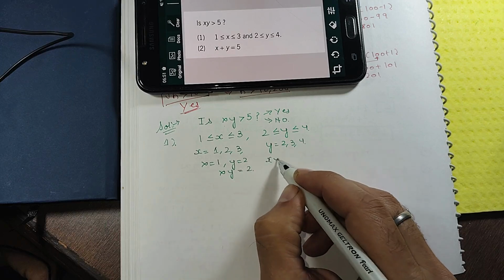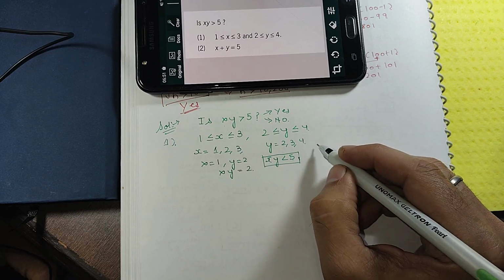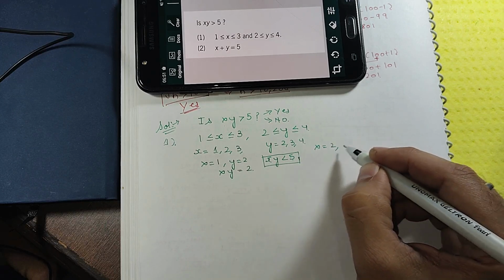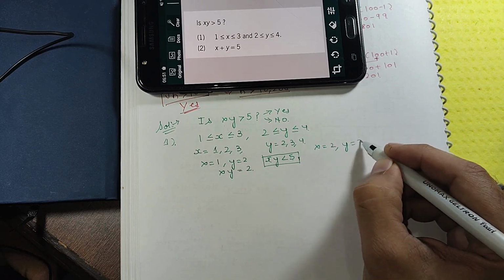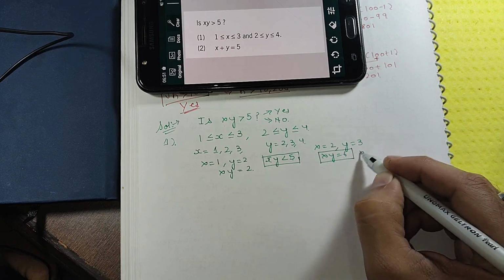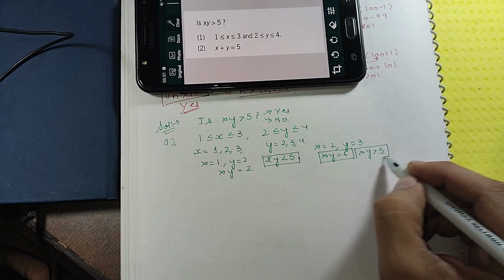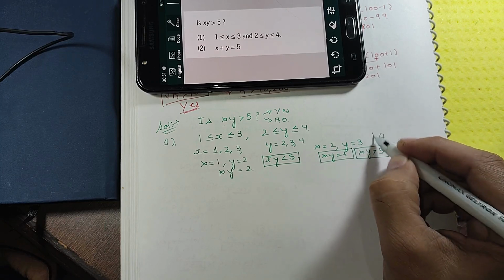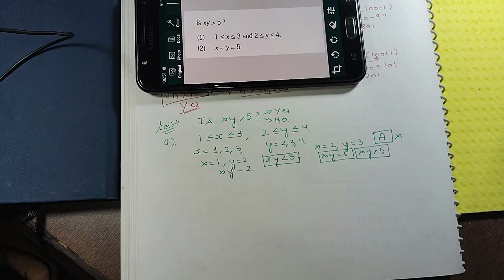So I can say that xy is less than 5. If I take the value of x equal to 2 and the value of y equal to 3, in that case the product will come out equal to 6, and I can surely say that xy is greater than 5. So I am getting a may or may not be situation over here. So I can say that statement 1 is not sufficient to answer my question.